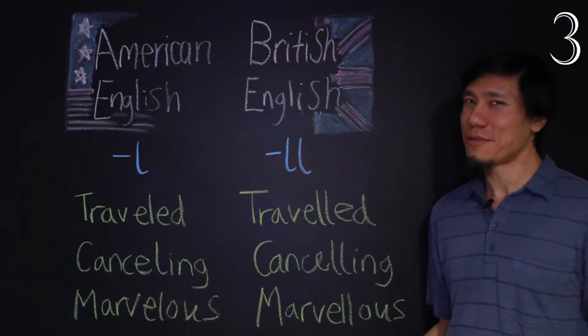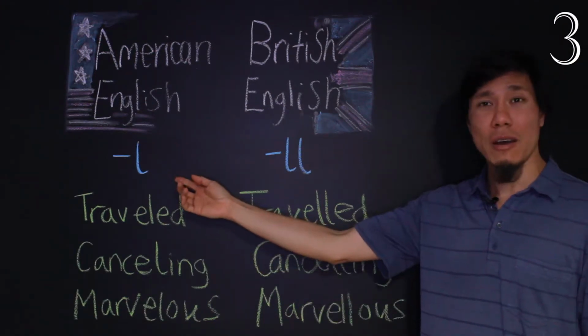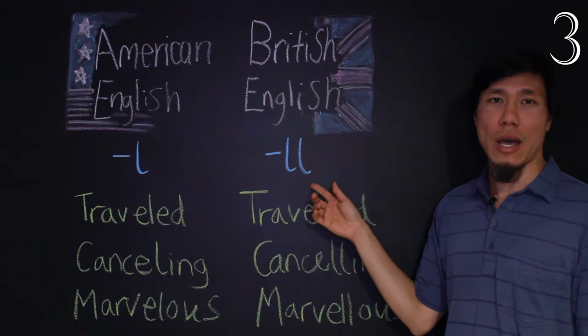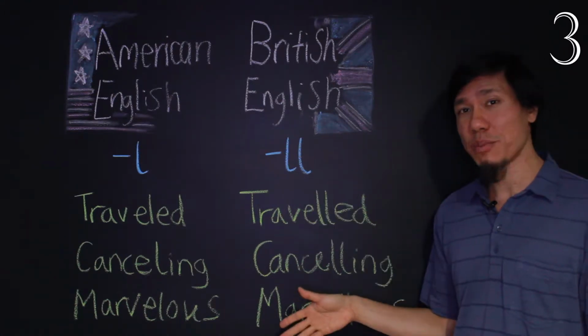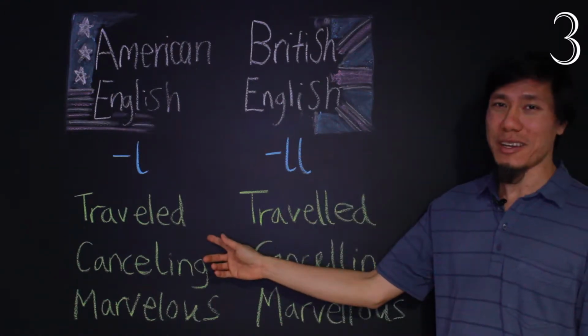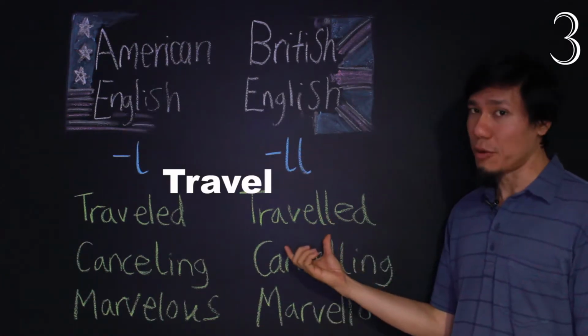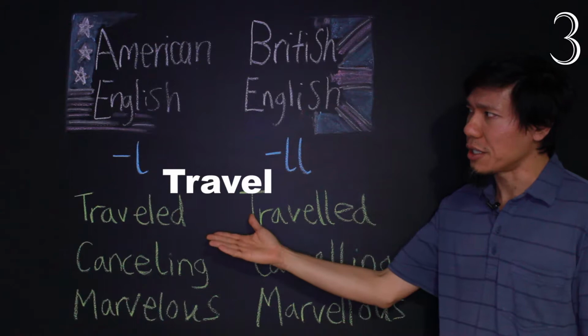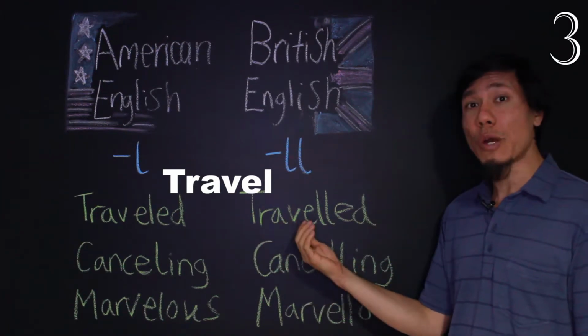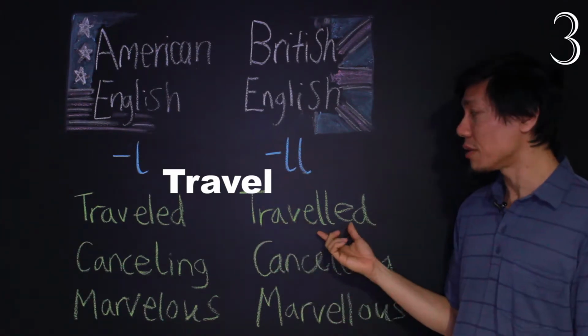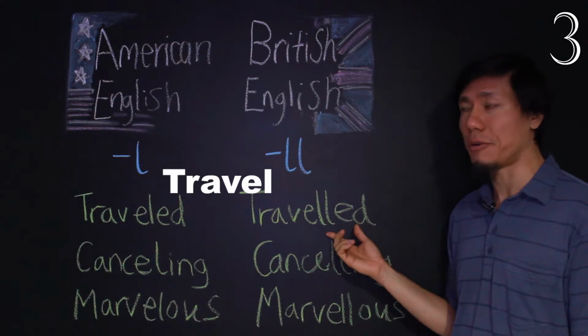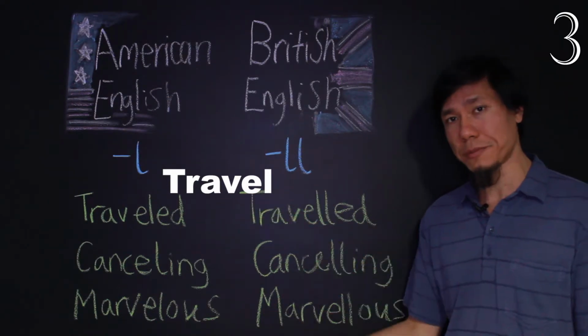Alright folks, another difference here. Ending with one L in American English and double L in British English. 3 examples here. Traveled, American English, one L; British English, double L. The word travel, viajar, in British English and American English, one L. But when we put it in the past, traveled, in British English, we double the L. But in American English, we don't.